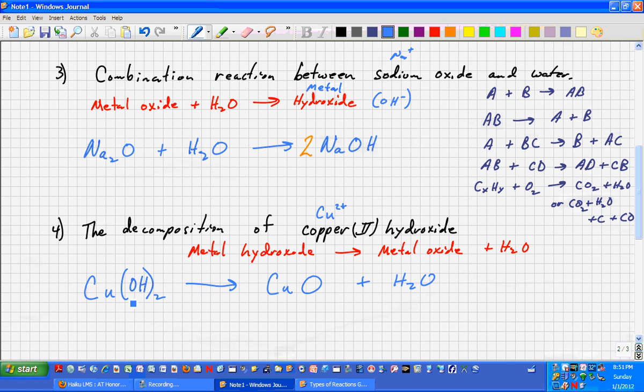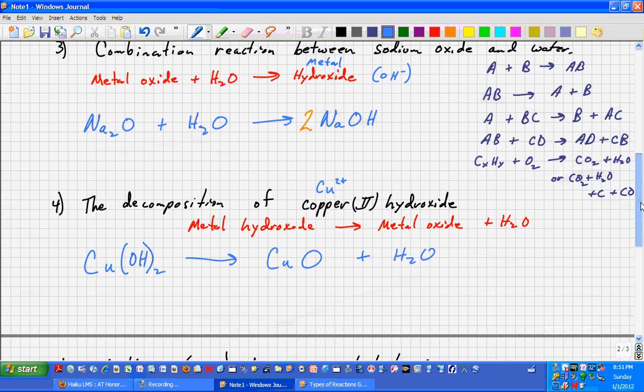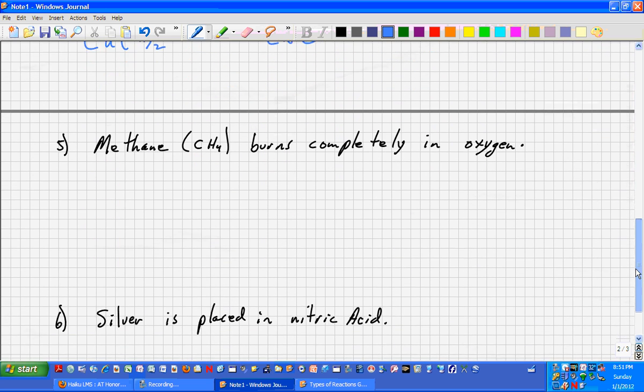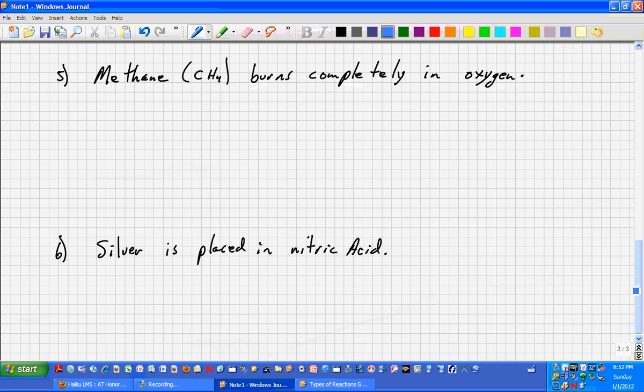Balancing, looks like this is balanced already. I've got 1 copper, 1 copper. 2 times 1 gives me 2 oxygens. I've got 2 oxygens here, 2 hydrogens there, and I'm done. Let's go ahead and go to my next example here.